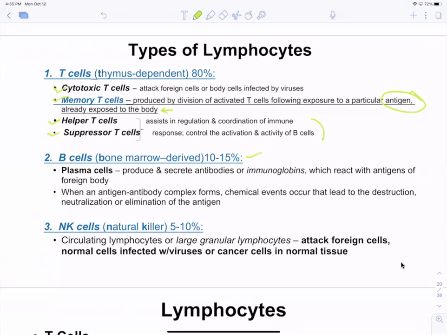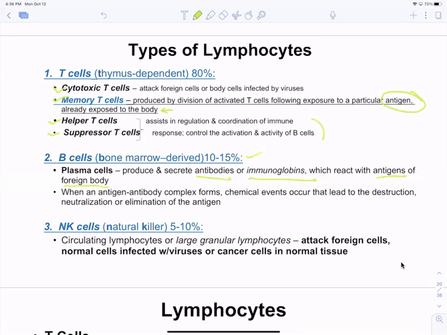And these are the ones that produce antibodies or immunoglobulins. They react with the antigens on the cell membrane of the viruses or foreign bodies, so they form an antigen-antibody complex. These B cells basically come to help fight once the T cells have mounted a response. So T cells are said to be a direct attacker of a pathogen.